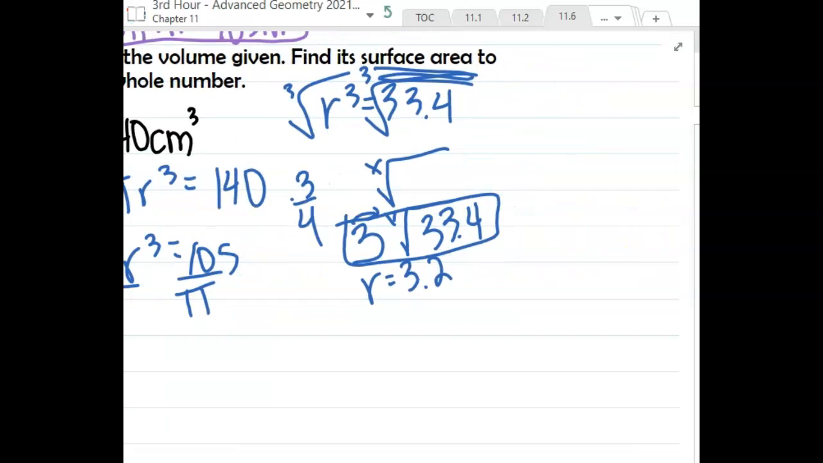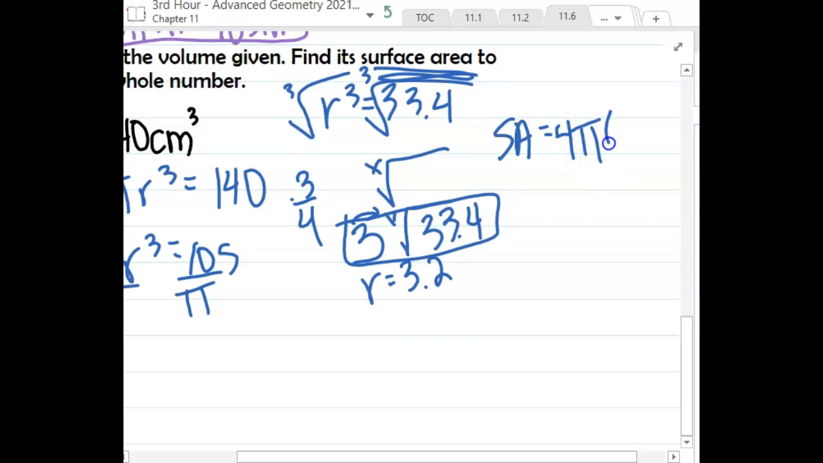Okay, so all that work, I found the radius. I'm looking for the surface area. So to finish this out, we would take 4 pi r squared. So 4 pi times 3.2 squared, which should give me about 129 centimeters squared.